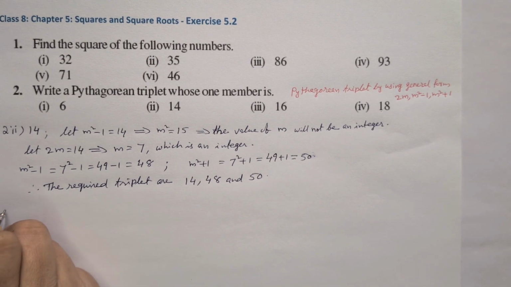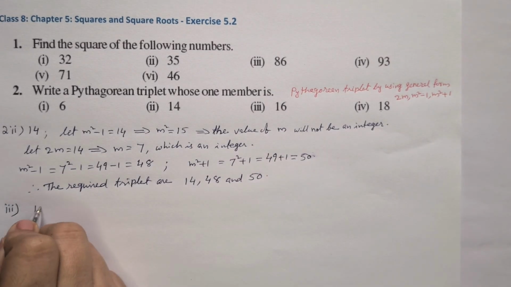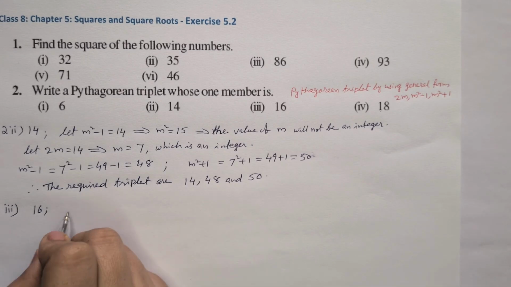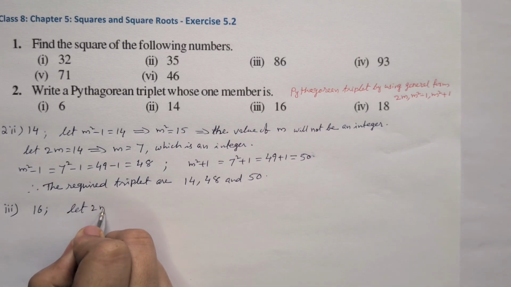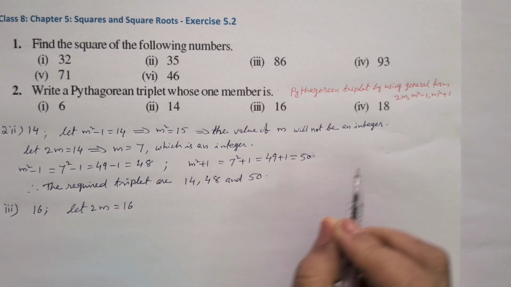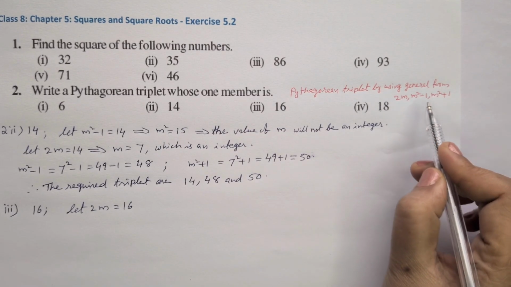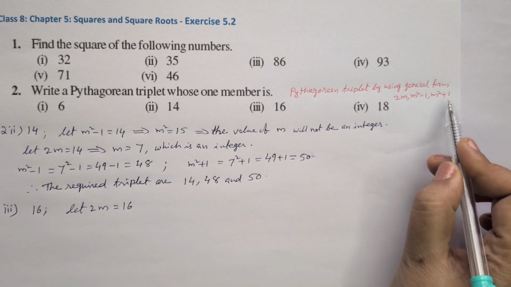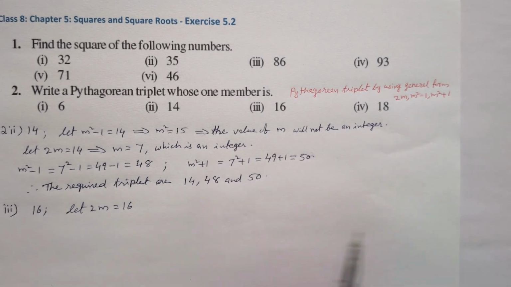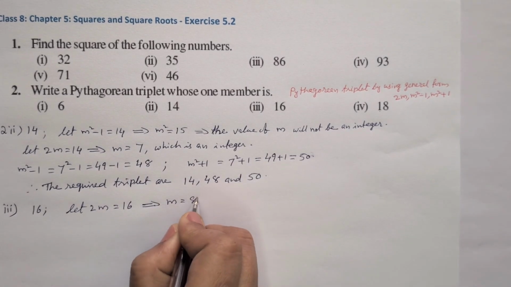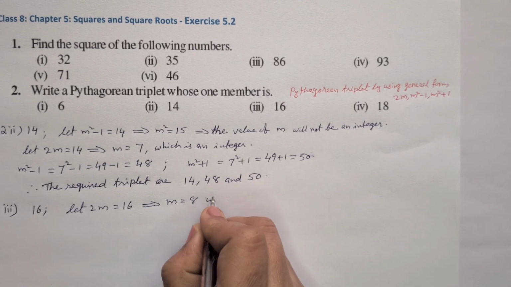Next number is 16. So first we can take let 2m is equal to 16. We know that the Pythagorean triplet using general form, that means 2m, m square minus 1 and m square plus 1. So first we will try 2m is equal to 16, which implies m is equal to 8, which is an integer.